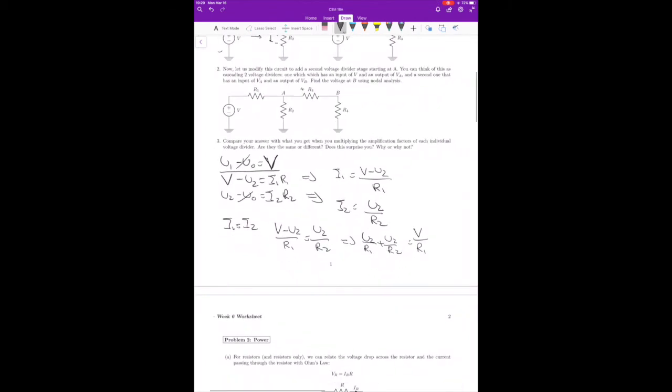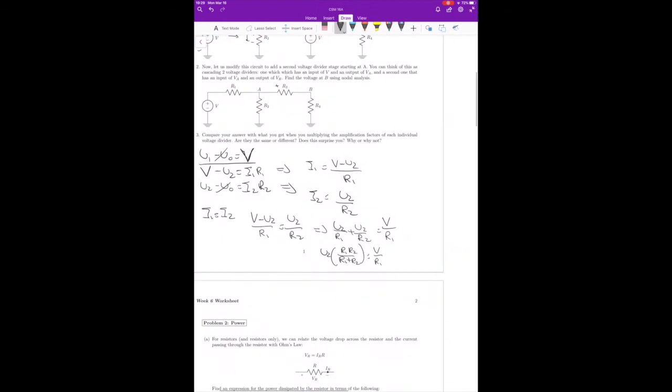Okay, I'll factor out my U2. And in here, I'll just simplify this to R1 plus R2 over R1 R2 is equal to V over R1. And then lastly, sorry, this is kind of in the corner here, but you'll get U2 is equal to V times R2 over R1 plus R2, where I cancel out the R1s.